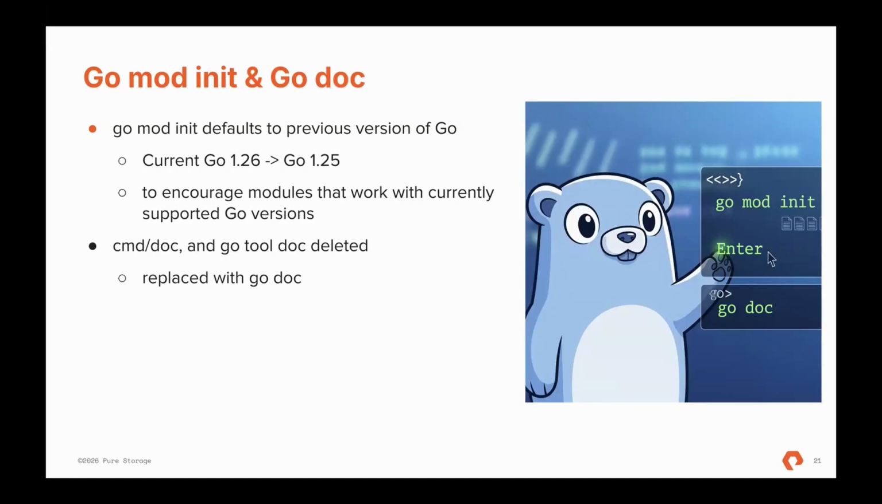And then there were these two Go commands that probably are not that well known, like go cmd docs and go tool docs. So these were deleted and everything was unified on go doc. So to get the documentation, you just use this command for everything.